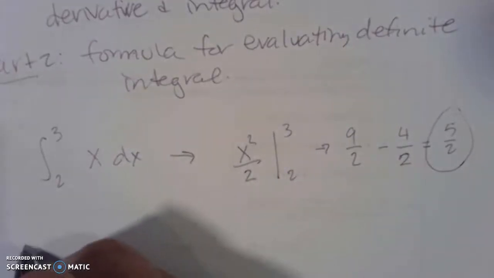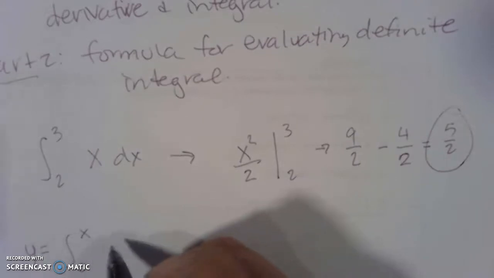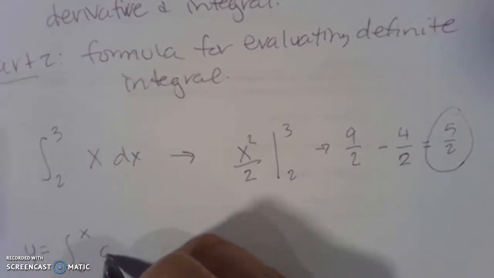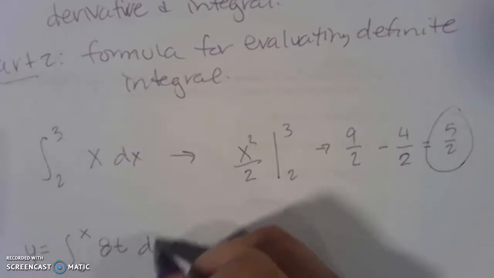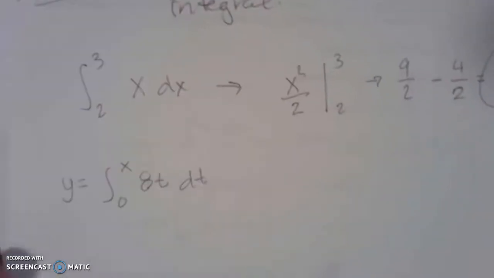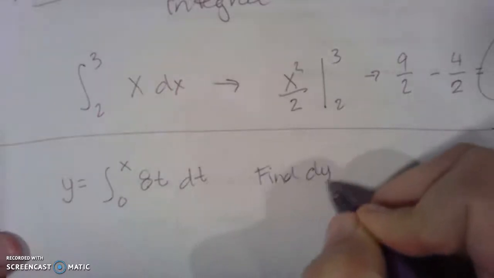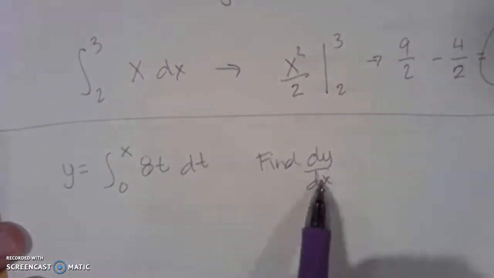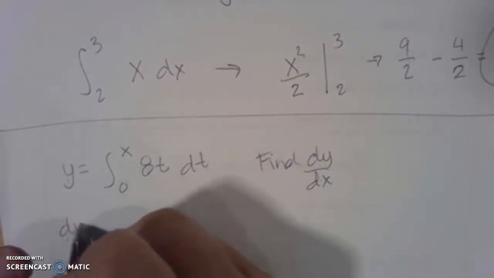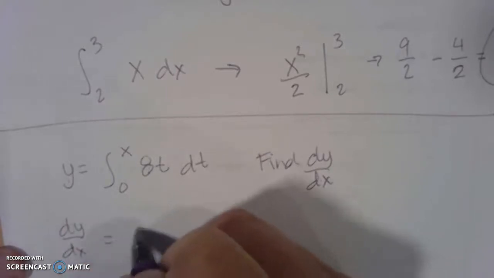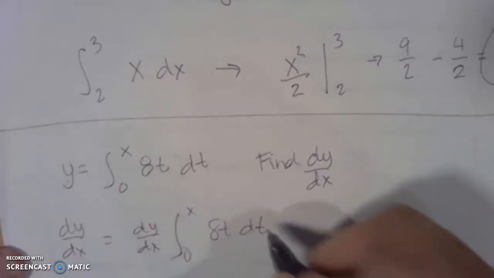So what if I had y equals the integral from 0 to x of 8t dt. So what we want to do is find dy dx. We want to find the derivative. Well, here's my y over here. So if I need to take the derivative of this side to get dy dx, then I'm going to have to take dy dx on this side of the integral from 0 to x of 8t dt.